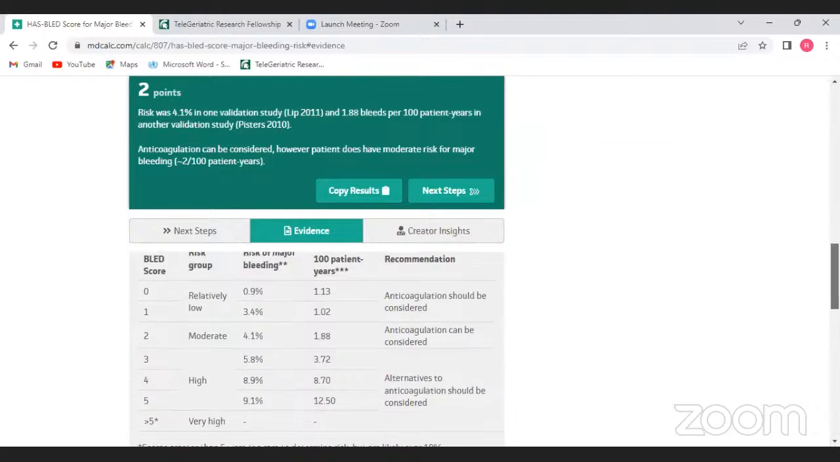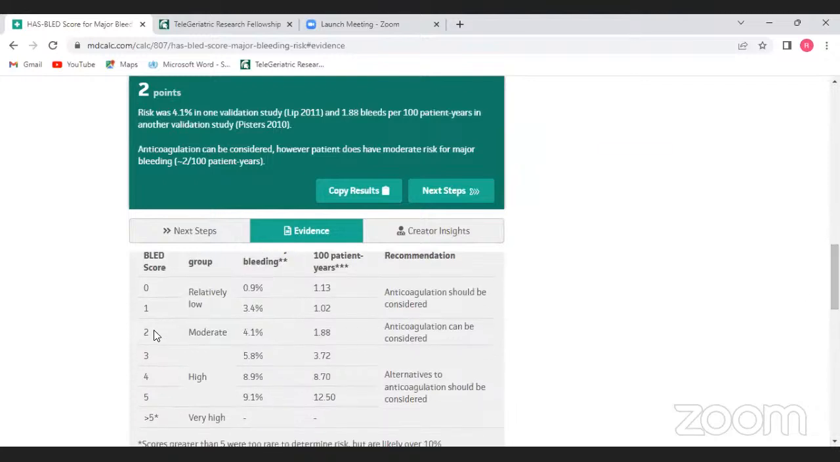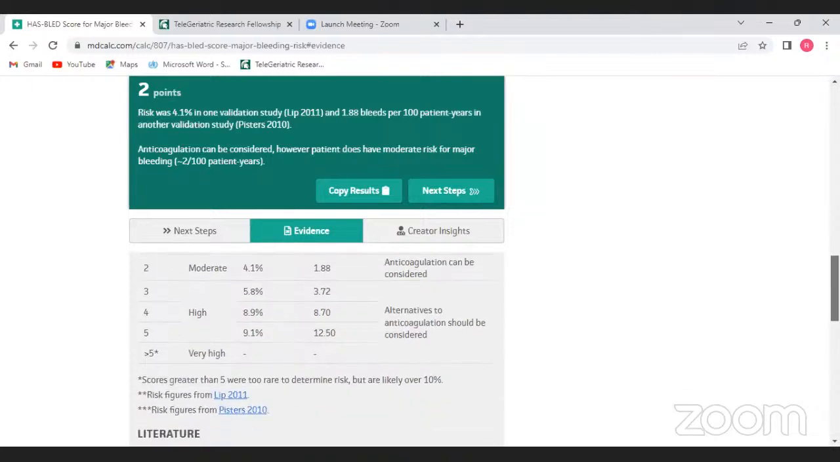A score of 2 or 3 puts the patient in the moderate risk group. Anticoagulation can be considered, and this is as our patient here. A score of 4 or 5 is a high risk group, and an alternative to anticoagulation should be considered. A score of more than 5 is very high, and it's rare to determine the risk, but it's likely more than 10%.